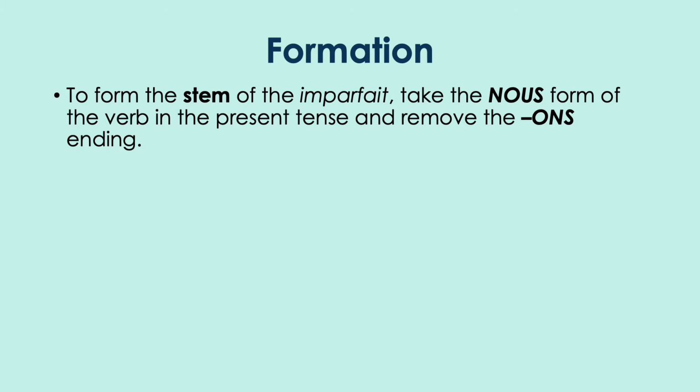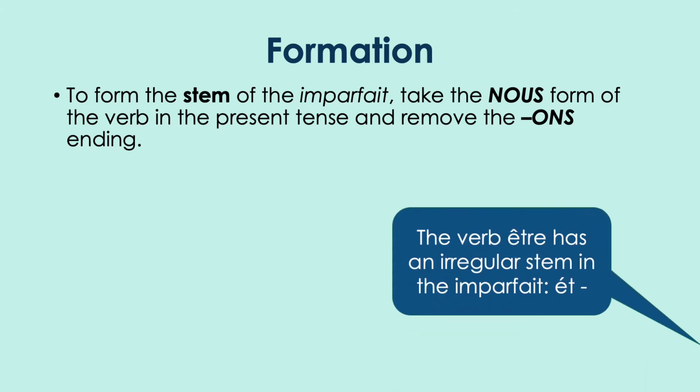Can you guess what verb that might be? If you said être, you were right. So the stem of être in the imparfait is é, t, with an acute accent on the e. Alright, so we have our stem, that's the first part of our verb. Now we need to add our endings.